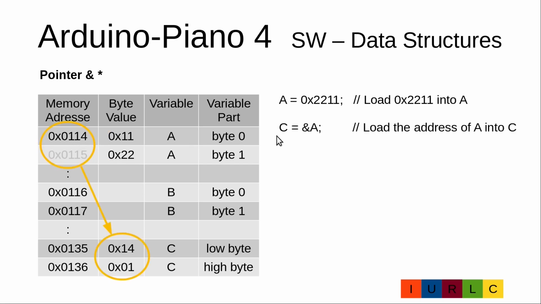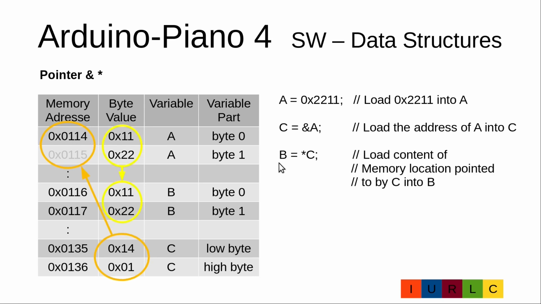With the statement c equals ampersand a, we load the address of a into the memory location of c. So we have 0114 in c. The address is always the first byte if we have data structures which have more than one byte.